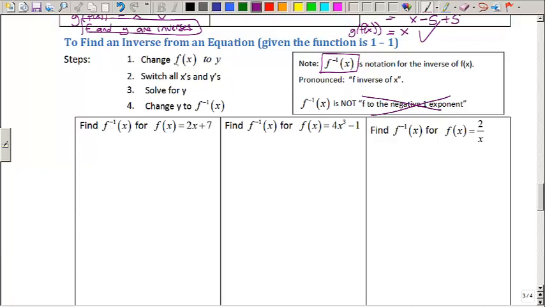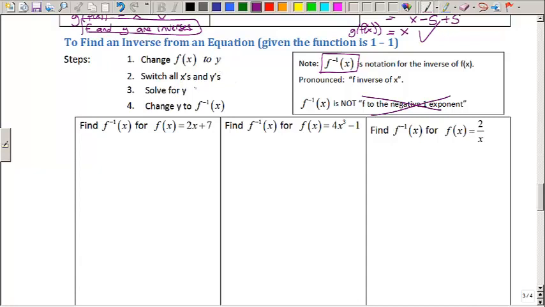The first step says change f of x into y, so it's easier for us to manipulate. The second step is our real true inverse step. I'm switching all my x values with all my y values. Every time I see an x, I plug in a y. Every time I see a y, I plug in an x.